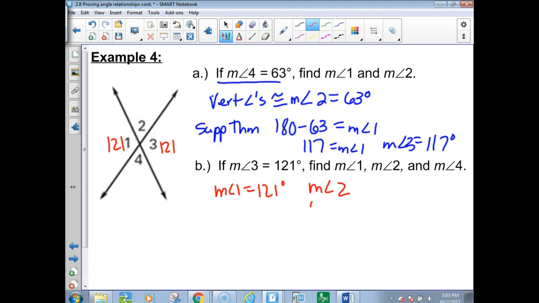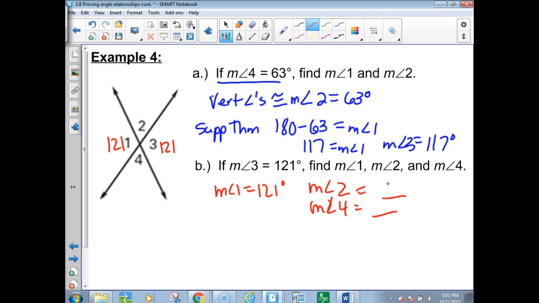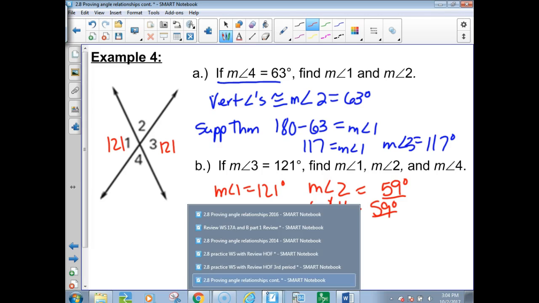What would the measure of angle 2 be, which is the same as the measure of angle 4? Find it. 59? Come on, you guys, do you have calculators? Yeah. Does everybody understand why they're both 59? Now, just changing the numbers, we are not measuring, so you have to go with the numbers they're giving you. It's not like we're taking a protractor and doing it. It's different.